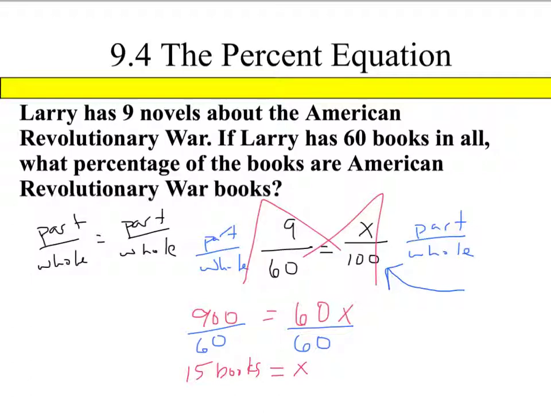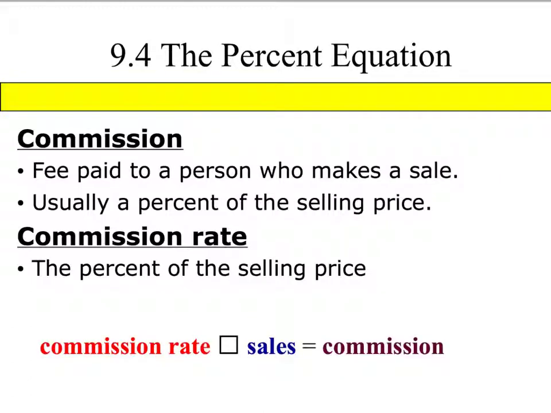Just make sure you're setting up your proportions correctly, and you will be good. Now when you look at this, commission and commission rate at the very bottom gives you the formula for commission, and just know that this is multiplication. This box should be multiplication. So pause now, write this down, and I'll go over it.